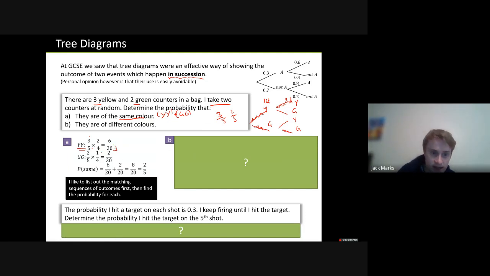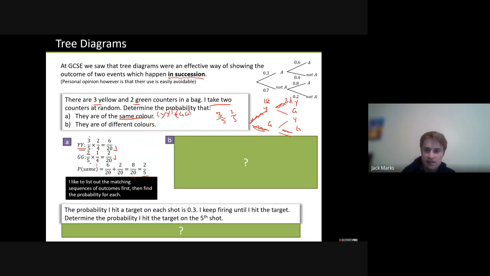For green, green, it's the same idea. You have one less green one if you've already picked a green, and one less total counter. We find these ones here, we add them together, and we simplify. Okay. I haven't done a full tree diagram for this one, just because space is a little bit limited. But you can just follow to make sure you do that.